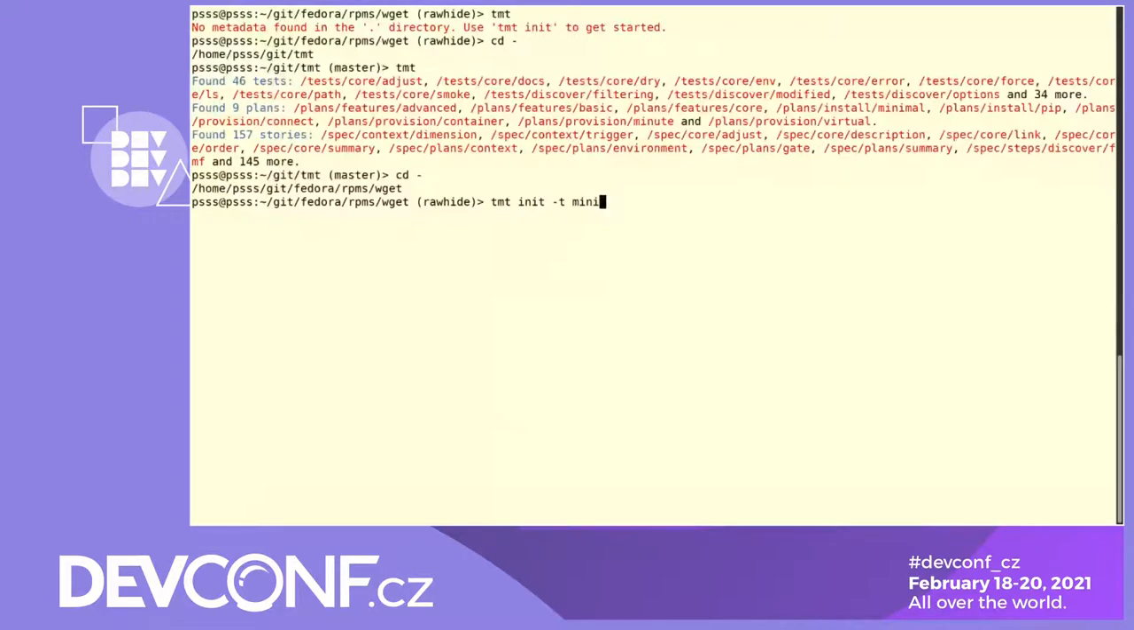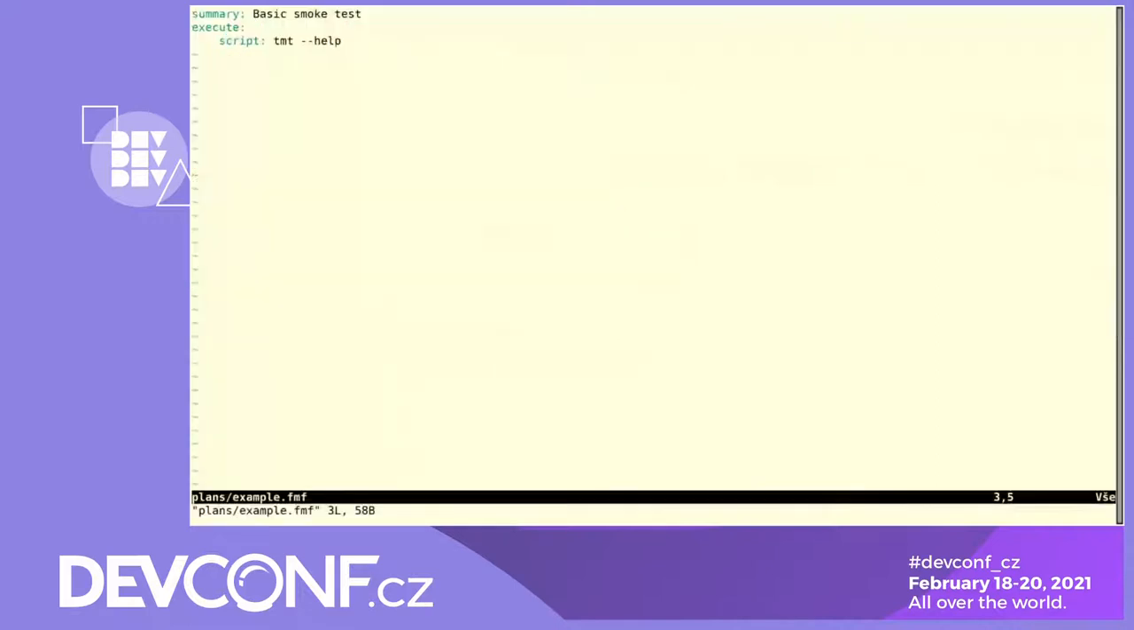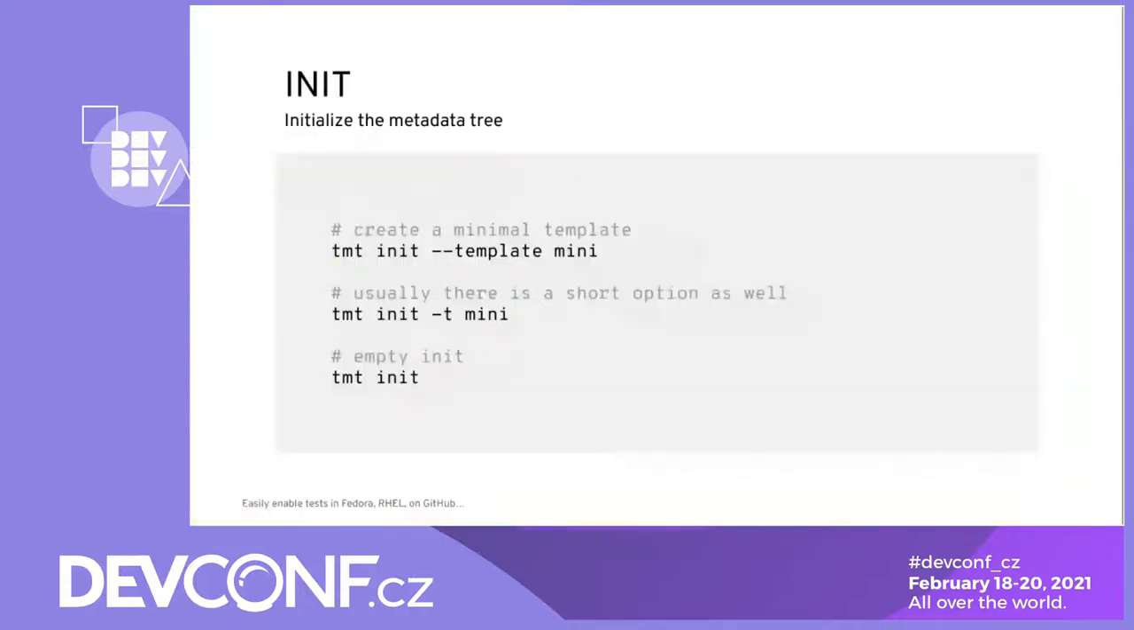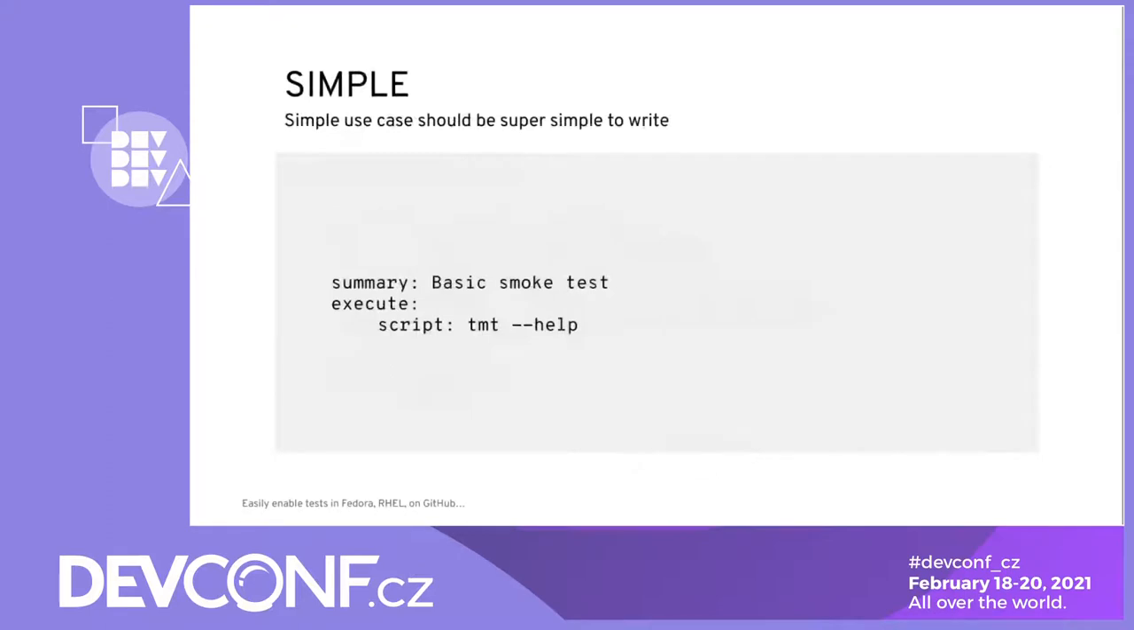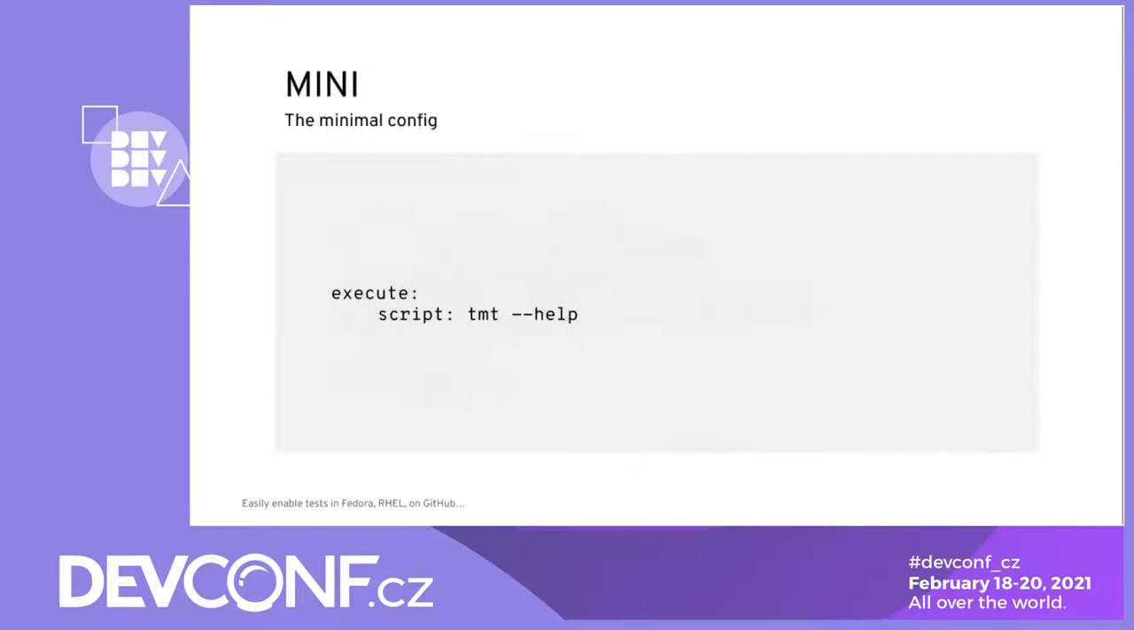So let's have a look at how the plan looks. So here we have a minimal smoke test. It can be like this, really 2 lines, nothing more. And this is just enough. Okay, so this is for wget. And we do a very simple smoke test, wget --help. And that would be it. Okay, so what now? That's the example I just showed, the minimal example.